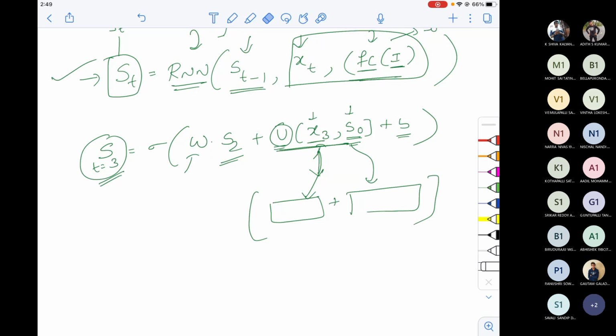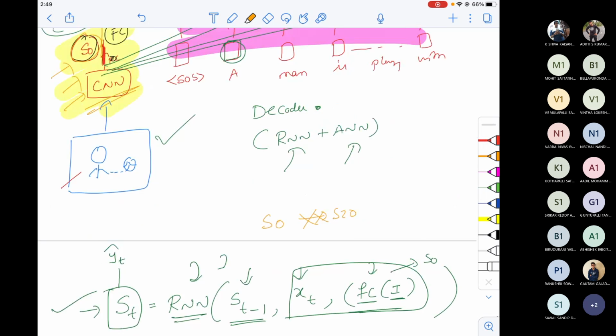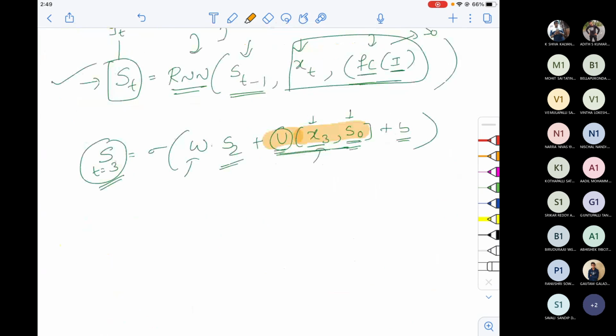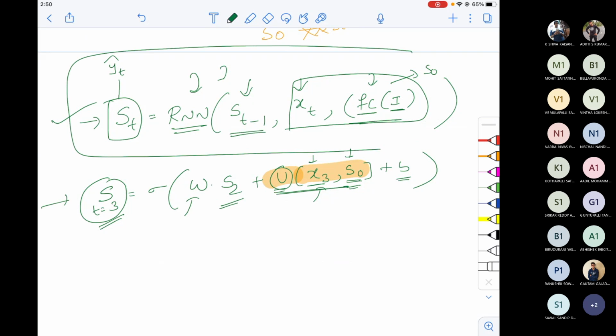Do not get confused, it's basically very simple, like the above equation. But why do you have to combine X3 and S0 with a single matrix U? Because along with the current input, the S0 state is also being passed as input. That's the reason I've used a common matrix U for both X3 and S0. I hope it is very clear to you. If you don't understand this, you can ask me. At least you should be very comfortable with this particular equation.